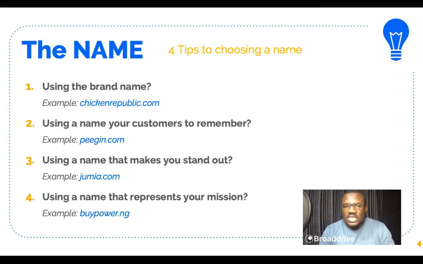You can also use a name that makes you stand out, Jumia.com. Jumia.com makes you stand out because it's not clearly an English word and it's not clearly also a tribal word, but it's just a word that sounds nice, it rolls off the tongue nicely, Jumia, but doesn't really have a meaning. And so you can choose such kind of words for your website. And then you're using a name that represents your mission, buypower.ng, buy Bitcoin, and so on. These are words that represent an action. And so these are the four tips I have for you on choosing a name.